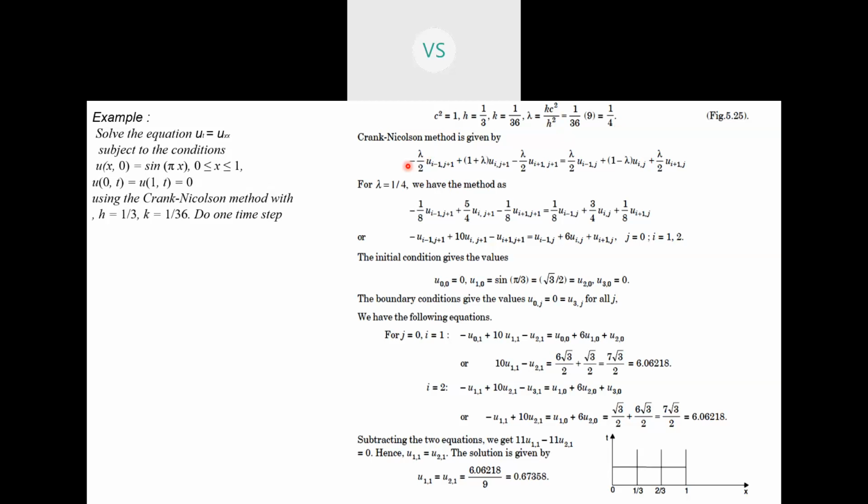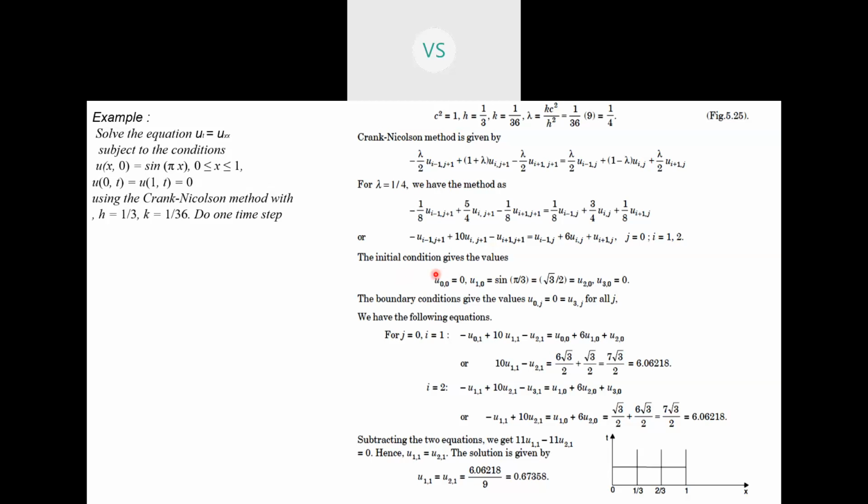Now we have the Crank-Nicolson formula. This is the Crank-Nicolson formula. Here you substitute lambda equal to 1 by 4. When you substitute lambda equal to 1 by 4, the formula reduces to this. This is the formula that you get after substituting the value of lambda.